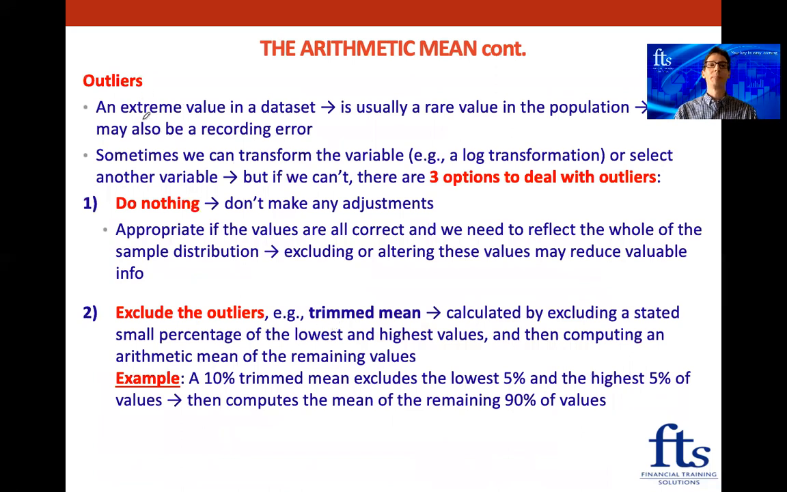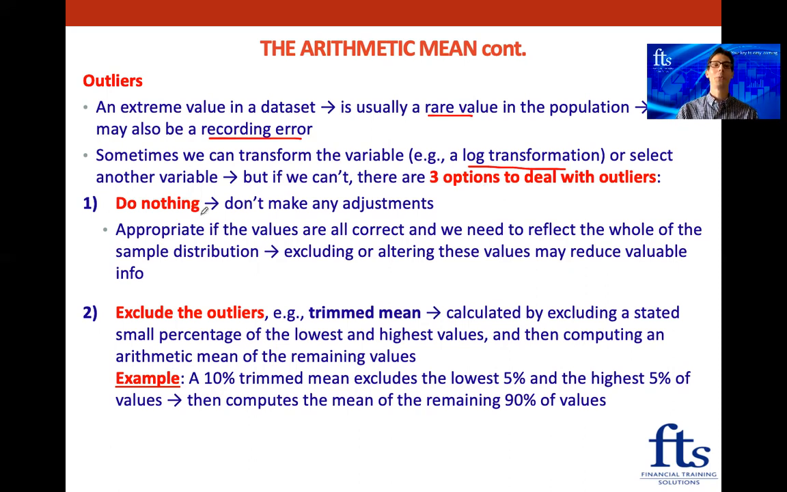As we said, an outlier is an extreme value, and it's usually a rare value in the population, but it may also be a recording error. Sometimes we can transform the variable, for example with a log transformation, which we're going to talk about further down the line. Or we can sometimes select another variable. But if we can't do this, there are 3 ways to deal with the outliers. I'm going to go through all of them one by one.